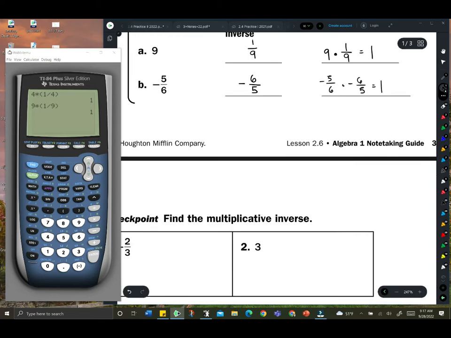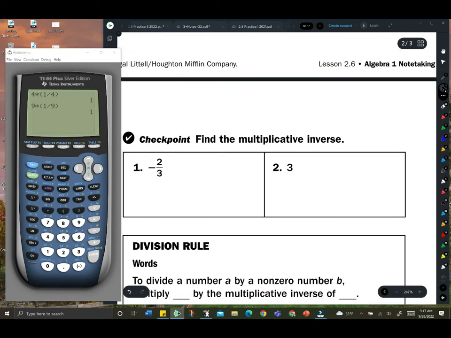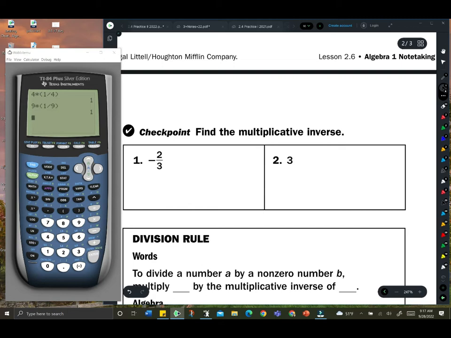Okay, little checkpoint here. If you want to pause and find the multiplicative inverse. Well, the multiplicative inverse of negative 3/2 is negative 2/3, and of 3 is going to be 1/3. So that should hopefully be pretty easy.